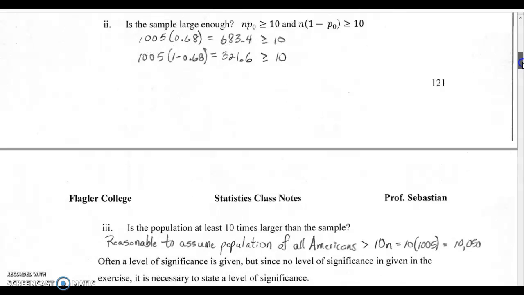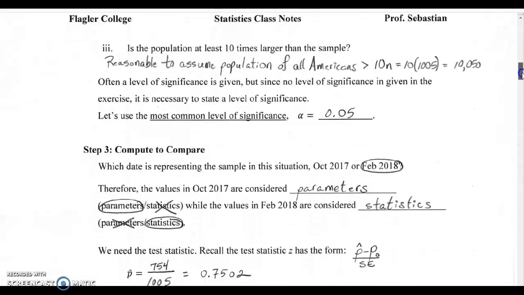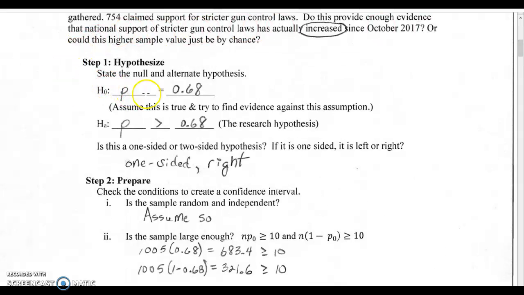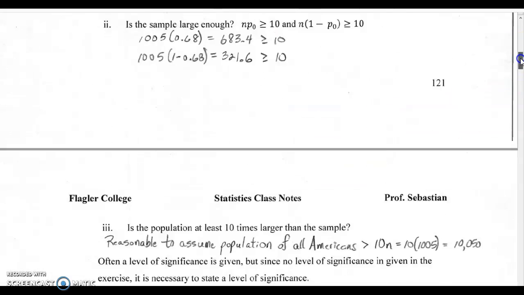Okay, so we just went ahead and verified the central limit theorem conditions. We set our hypotheses on the previous page right here. The null is that it's the same as it used to be. And our alternative that we want to see if we have enough evidence to demonstrate is likely true is that it's actually greater than that 68%. Okay, so p is greater than 0.68.